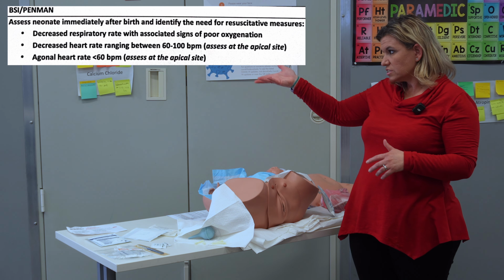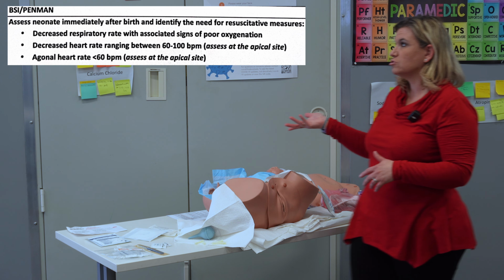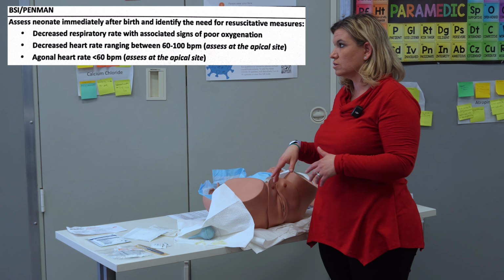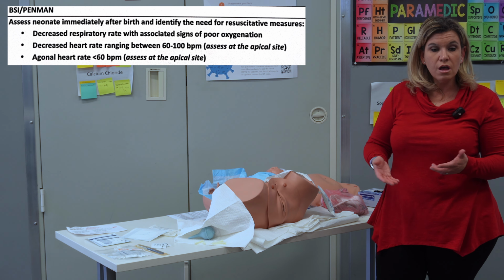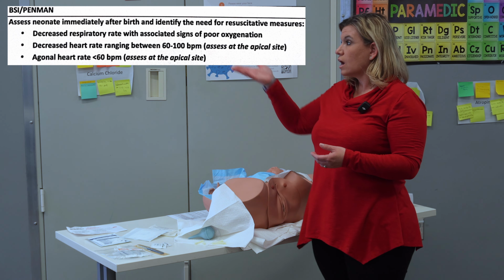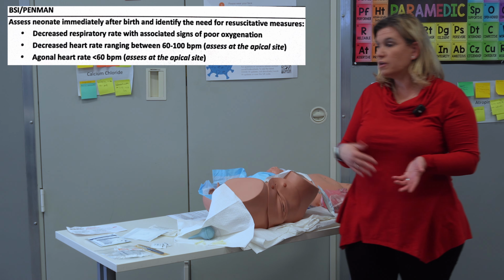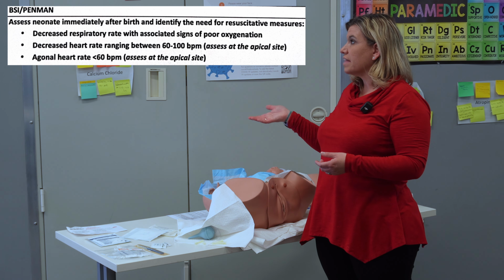So again, your first step, like before, BSI, PPE. Then it says assess neonate immediately after birth and identify need for resuscitation. So if we have a decreased respiratory rate or poor oxygenation, there's gonna be different steps that we're gonna follow, okay? It says I also need to look at a decreased heart rate below 160, okay? So I'm looking at, and then we're talking at the apical site.